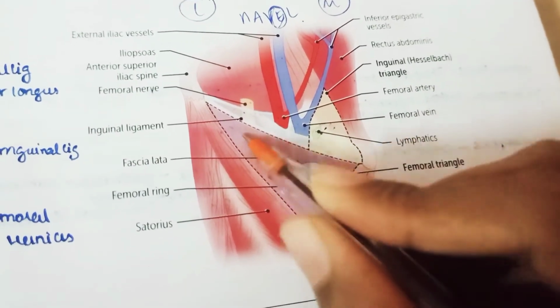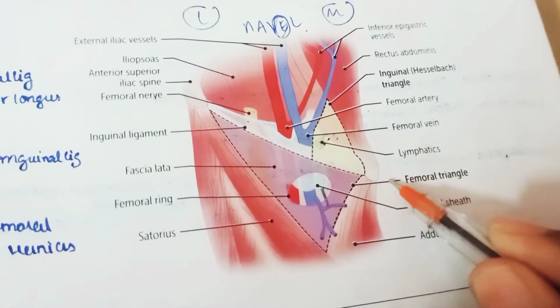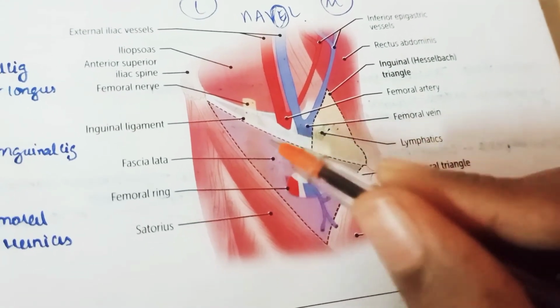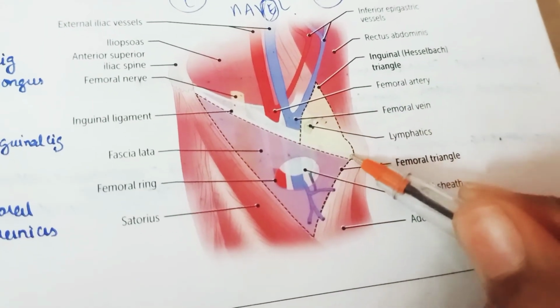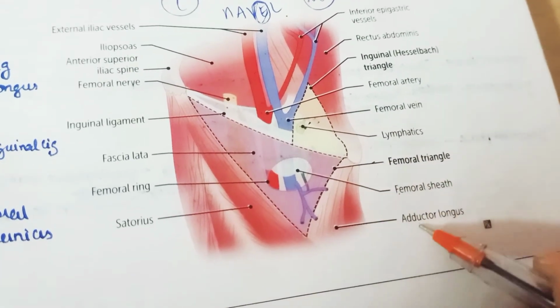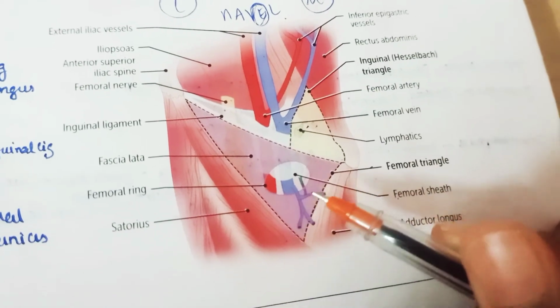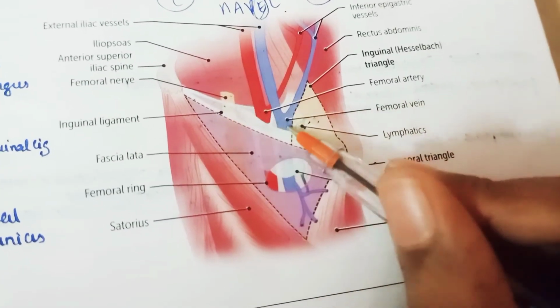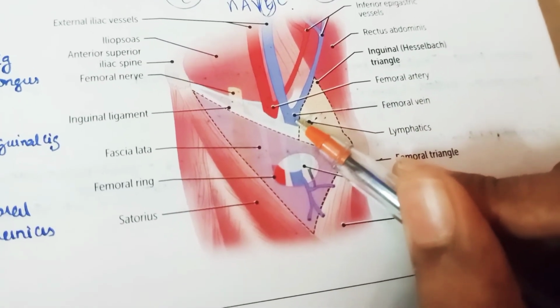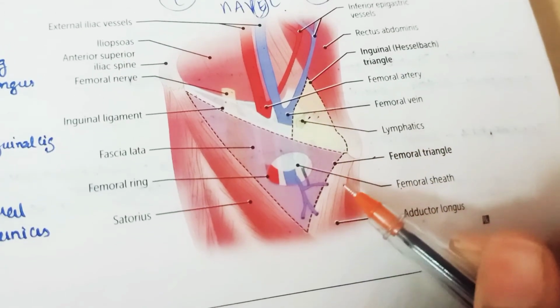Let us see. This structure you can see here is the femoral triangle. Its boundaries: superiorly there is the inguinal ligament, medially the adductor longus muscle, and laterally the sartorius muscle. And the structures inside we know, the NAVEL structures. Next, coming to the femoral sheath.